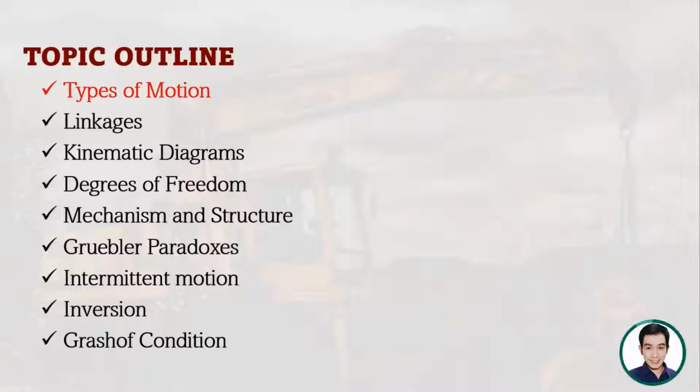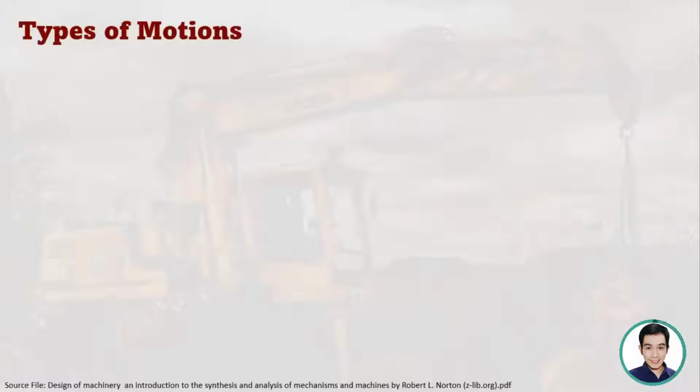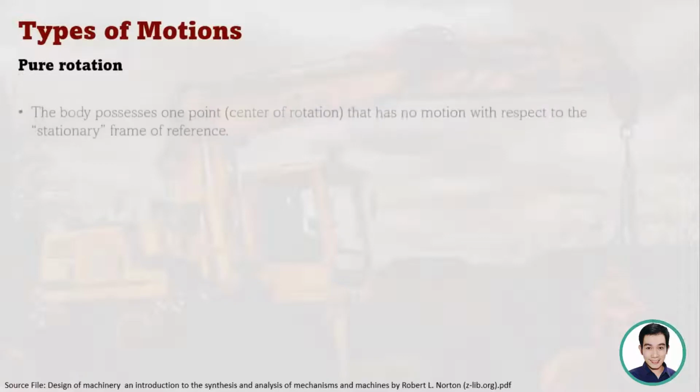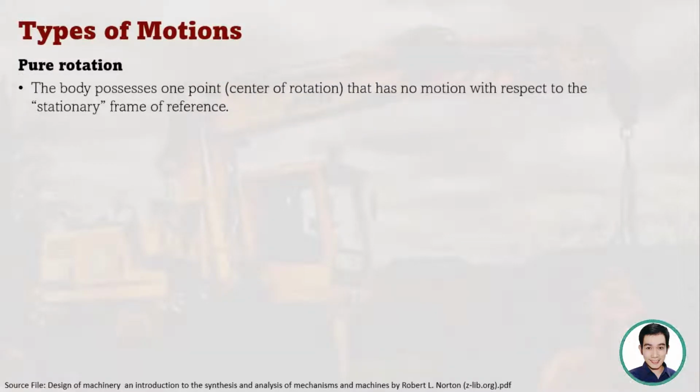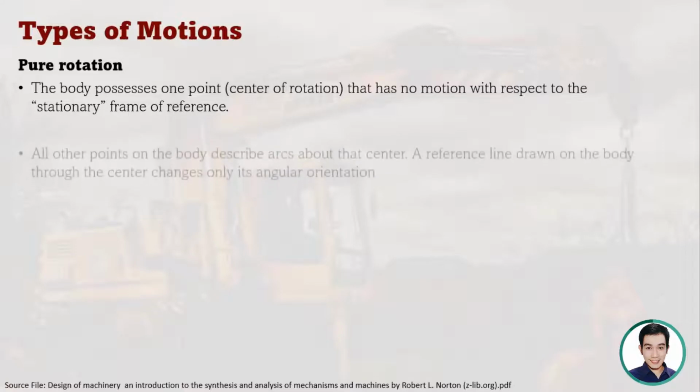Let us start with the types of motion. As I mentioned earlier, the primary objective for machines or mechanism is to produce a certain kind of motion. There are different types of motions. It can be pure rotation, wherein the body possesses one point called the center of rotation that has no motion with respect to the stationary frame of reference.